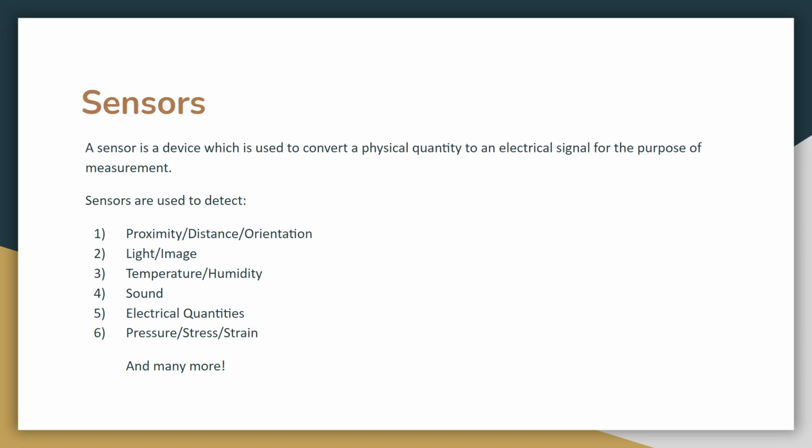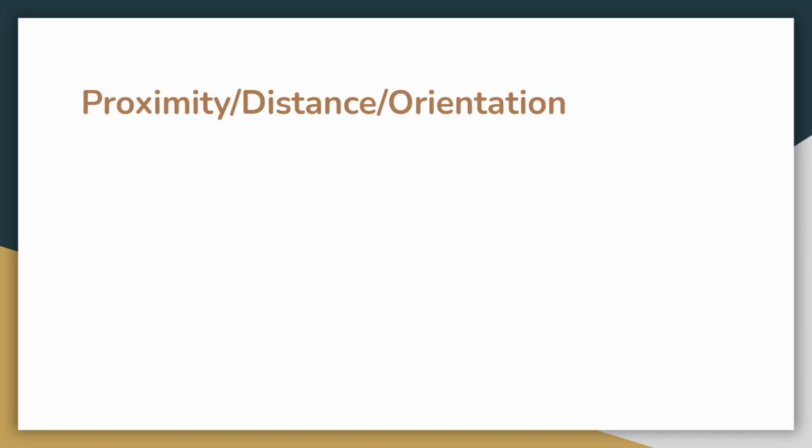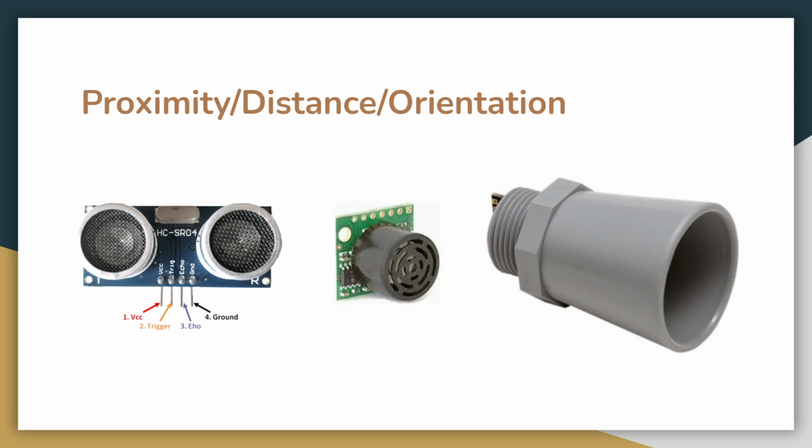So let's start with the first category, that is proximity, distance, and orientation. If you remember, I told you earlier that this is an interactive session. I'm not a faculty who's coming to your class and teaching and will start beating you with a cane if you start speaking. I want you guys to speak. So please interact and let it be an interactive session.